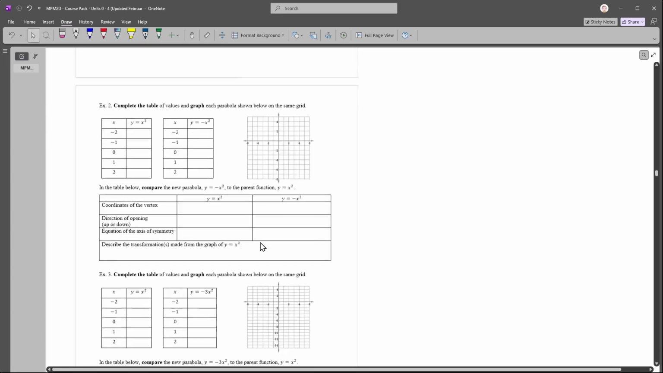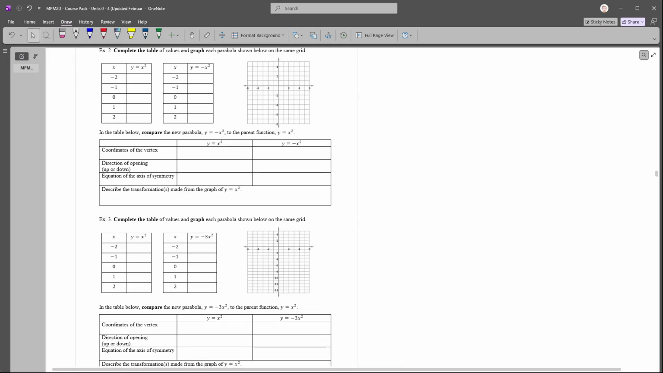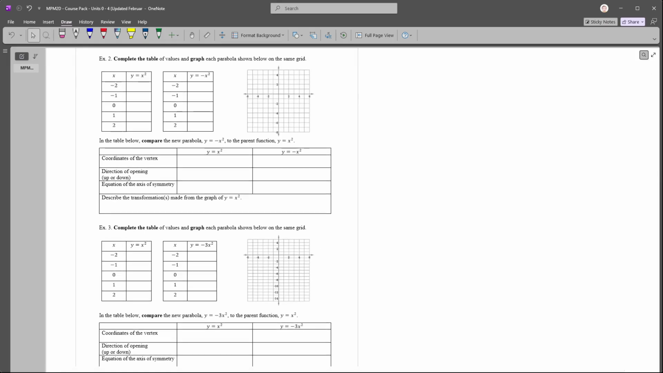All right. Too much clicking. 1, please. Right there. Complete the table of values and graph each parabola shown on the same grid. Again, we have the parent equation. We know this one was 4, 1, 0, 1, and 4. Now here's our new equation. y is equal to negative x squared. Remember, the negative is applied afterwards. If I just look at that original one, that's going to be negative 4, negative 1, 0, negative 1, and negative 4. So let's graph it just to see what it looks like.